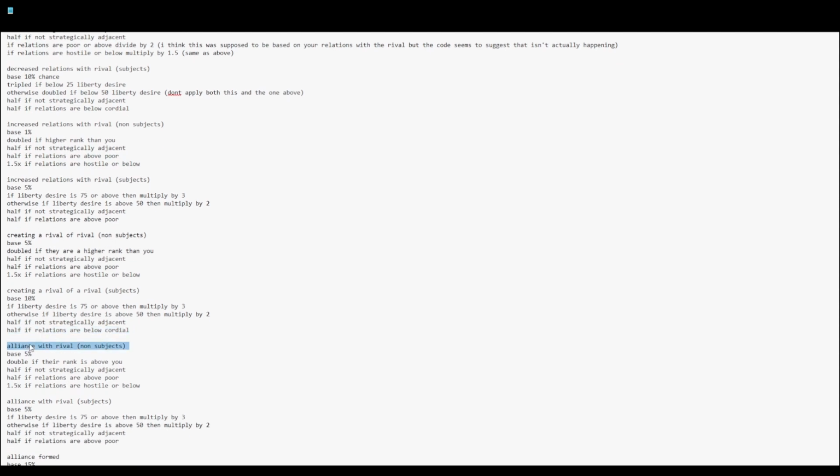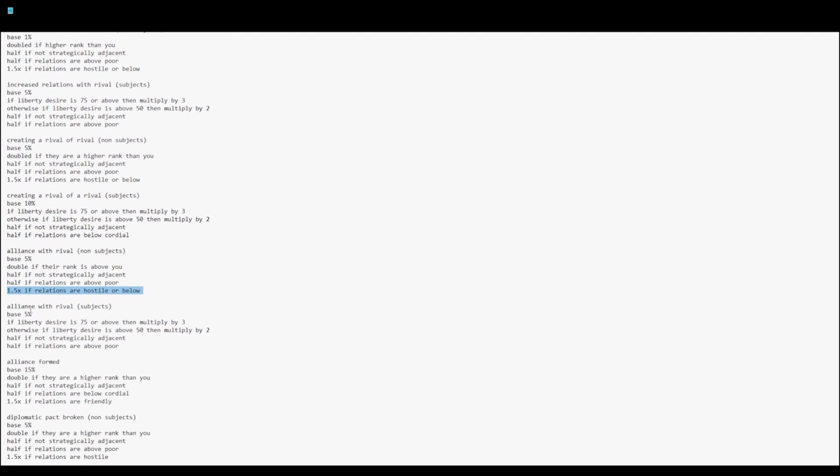And we've got alliance with rival for non-subjects. This one has a 5% chance. Base at 5%, doubled if their rank is above you, half if not strategically adjacent, half if relations are above poor, 1.5 times if relations are hostile or below.